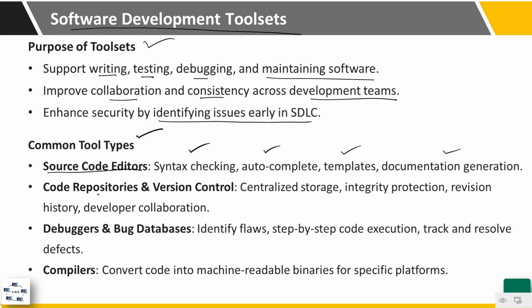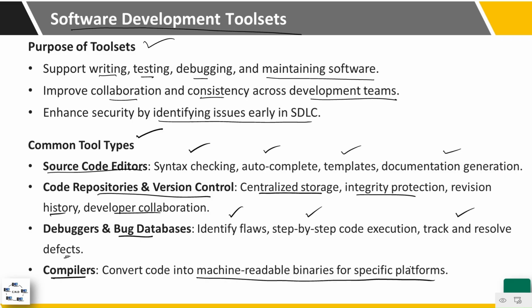Code repositories and version control. They include centralized storage, integrity protection, revision history, and developer collaboration. Debuggers and bug databases help in identification of flaws, step-by-step code execution, and help in tracking and resolving defects. Then we have compilers, which convert code into machine-readable binaries for specific platforms.